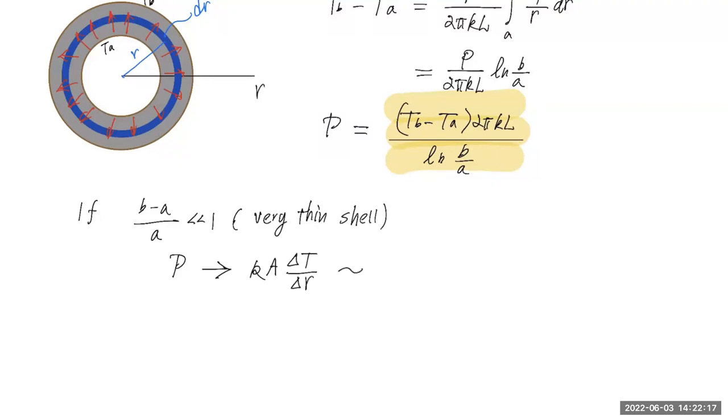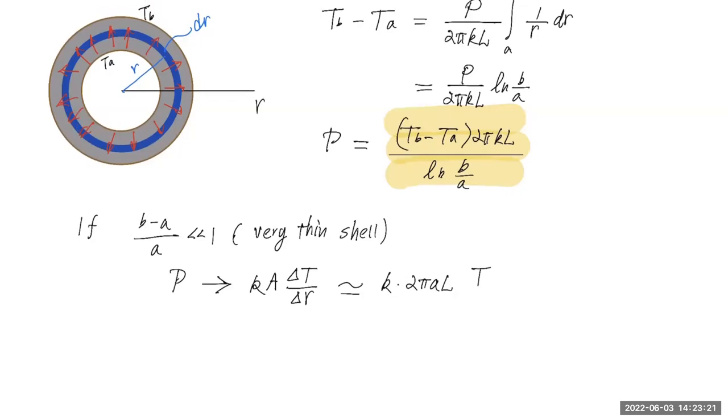And I know what A is. A is 2 pi AL or 2 pi BL. Look, A and B are not that different, okay? 2 pi A times L, that's the area of the cross-section. And then you have delta T over delta R. Delta T is the temperature difference between the inner and outer shell, and that is TB minus TA, divided by delta R, which is the thickness, which is B minus A. Okay, so that's what we expect when the shell is very thin.